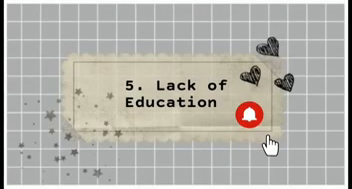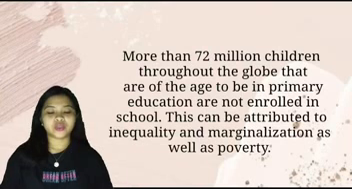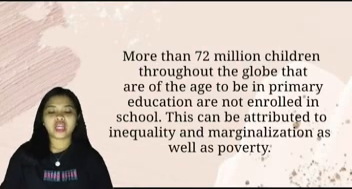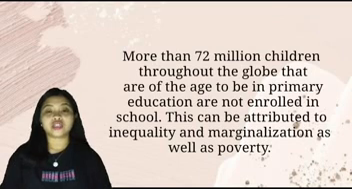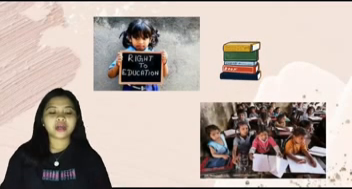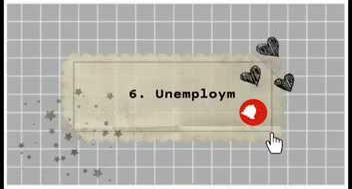Next is lack of education. More than 72 million children throughout the globe that are of the age to be in primary education are not enrolled in school. This can be attributed to inequality and marginalization as well as poverty. Fortunately, there are many organizations that work directly with the issue of education in providing the proper tools and resources to aid schools. Next is unemployment.